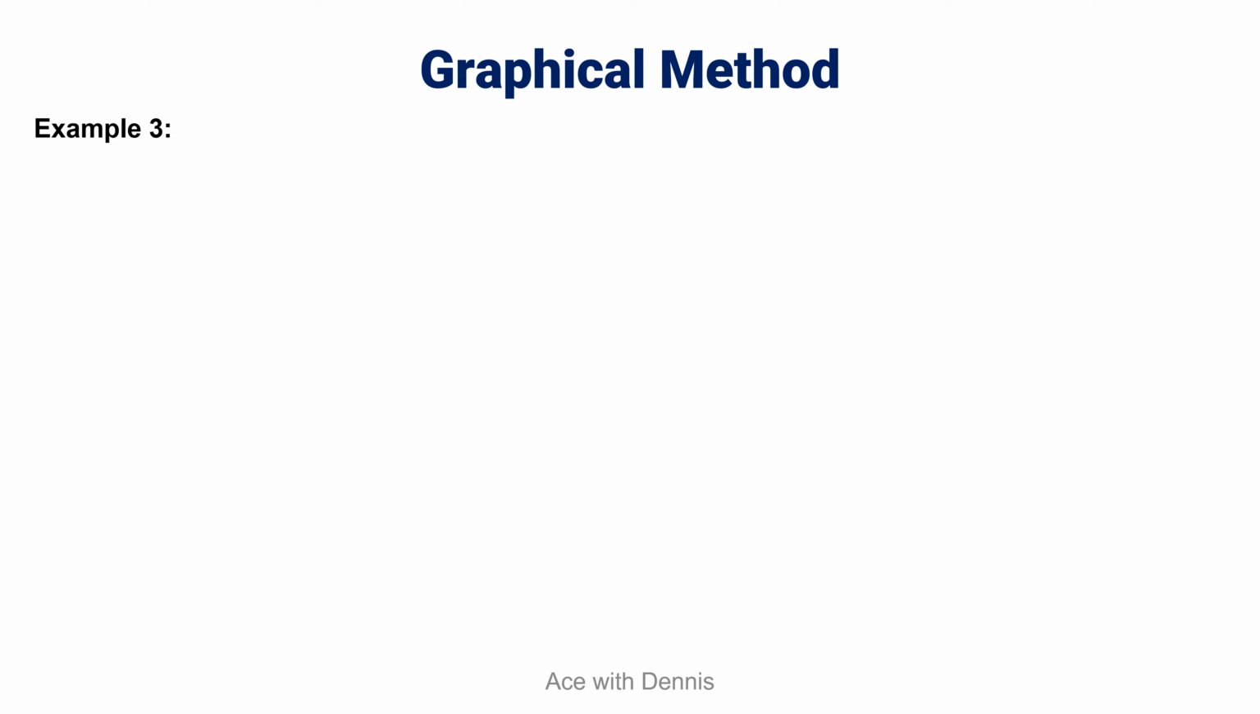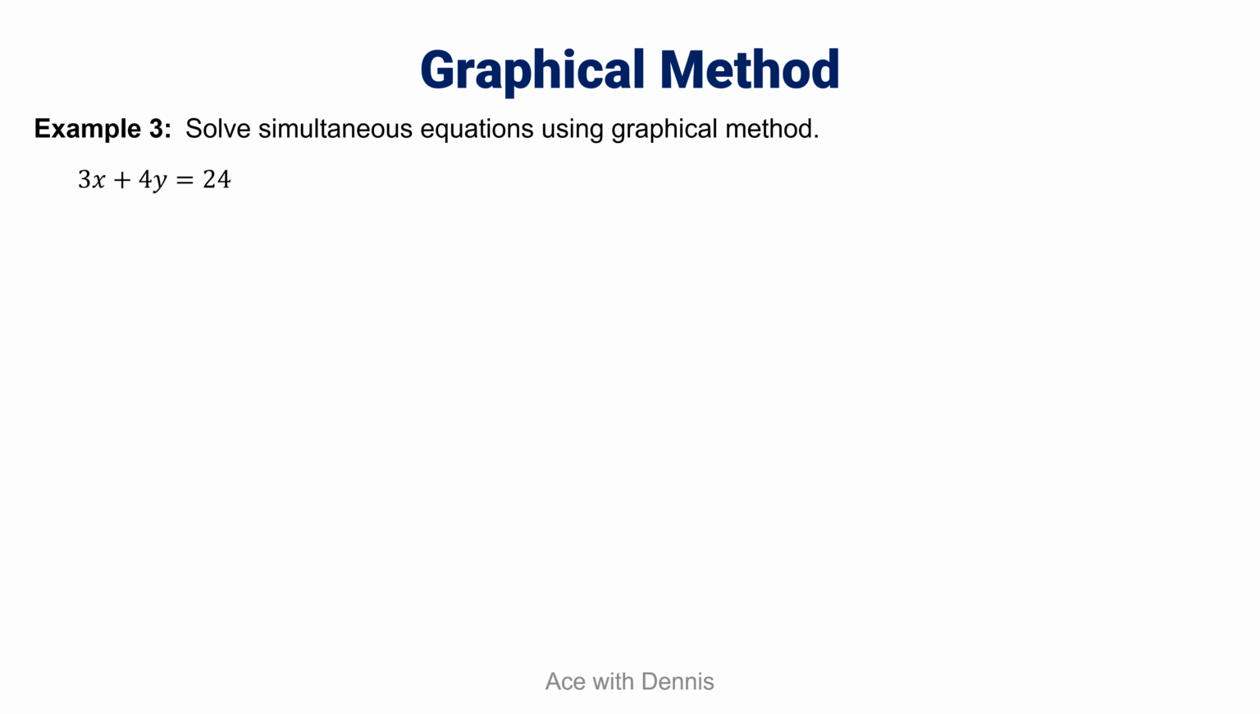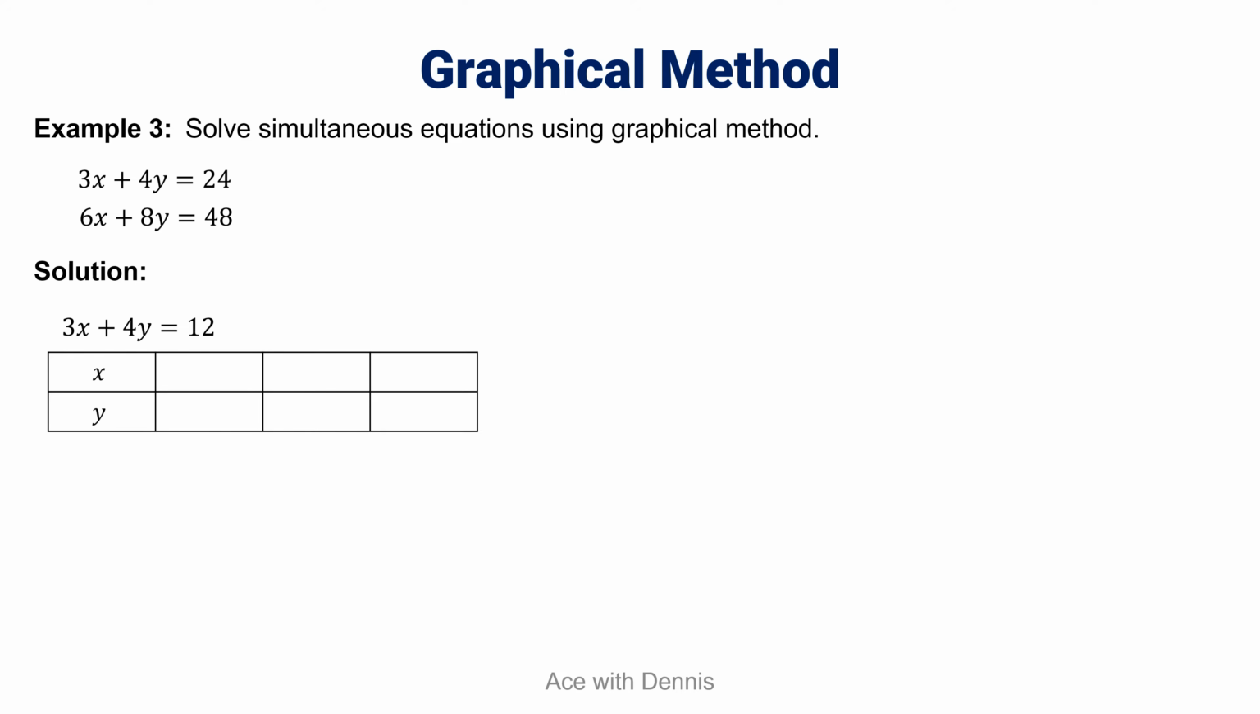Alright, now we look at example 3, which is the infinite solution case. Same question: solve the simultaneous equations using the graphical method. The first equation is 3x plus 4y equals 24, and the second is 6x plus 8y equals 48. For the solution, again, to plot the graph we have to build a table. For the x and y values, choose the easy values: x is 0, then y is 6; y equal to 0, then x is 8; and when y is 3, the x value is 4.